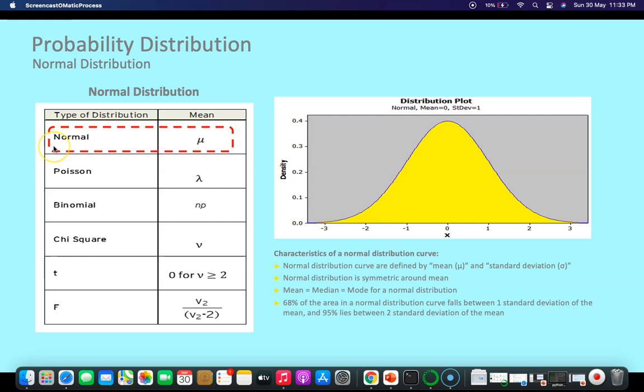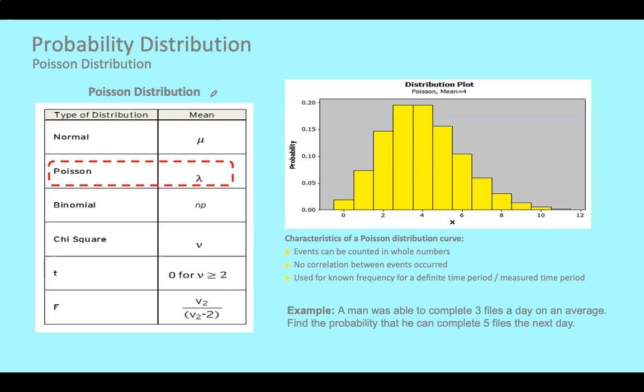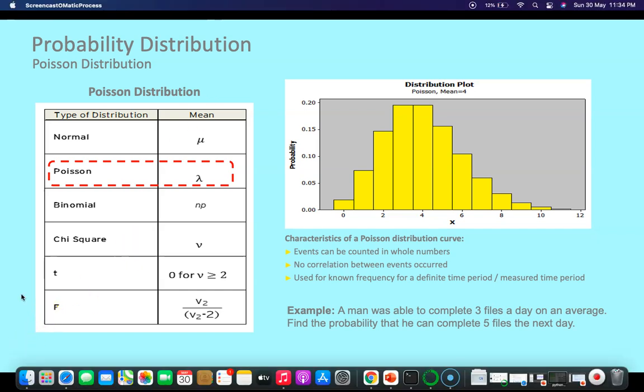Now moving further, let's talk about Poisson distribution. So when do we have a Poisson distribution? We can understand it when multiple events occur. With multiple events occurring, we can have different data and their frequency distribution. In a Poisson distribution, multiple events can be counted as whole numbers, and there is no correlation in the frequency distribution.